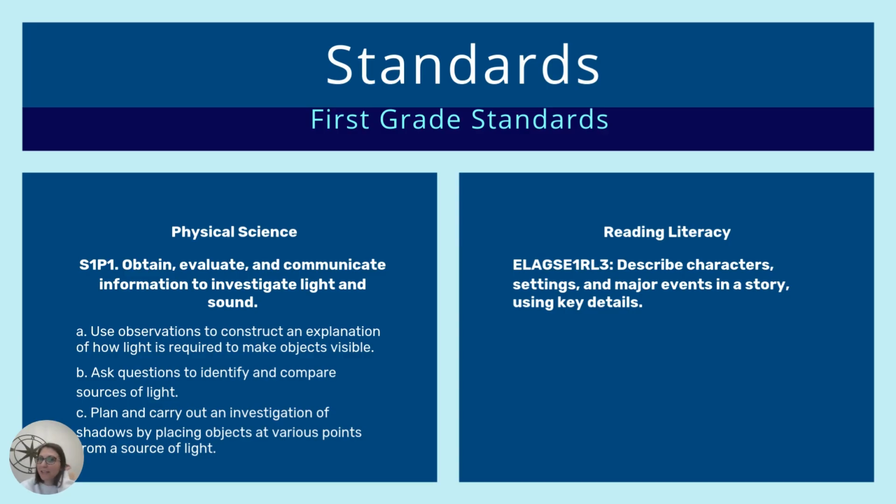The lesson I designed integrated two first grade standards of physical science, S1P1, and a reading literacy RL3 standard. And in science, students explored light and shadows, investigating how light makes objects visible, comparing light sources, and experimenting with shadows at different distances. And then in literacy, they describe characters, settings, and major events in a story using key details while reinforcing comprehension and also connecting their key details to their science learning.